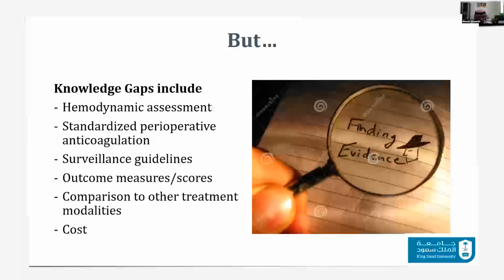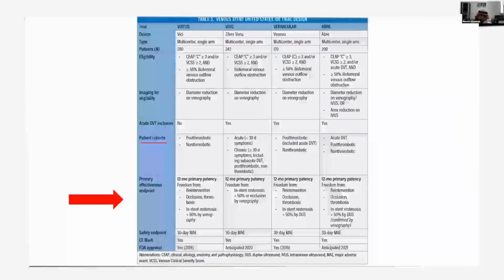And we don't have it aligned or compared to other modalities of treatments, whether it's compression alone or even surgical treatments. And the cost is a big, big deal when it comes to endovascular stenting. Here are examples of the stents that we are or have been using.